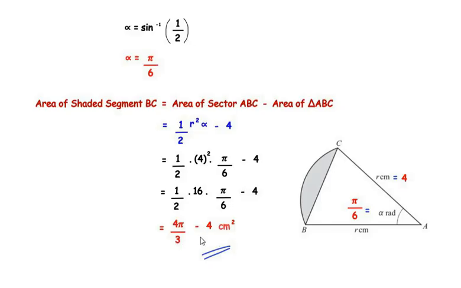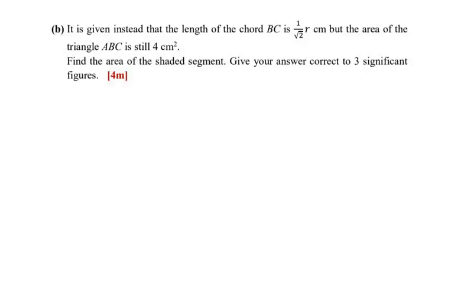Now let us move on to the B sub question. It is given instead that the length of the chord BC is r over square root of 2 centimeters, but the area of triangle ABC is still 4 square centimeters. Find the area of the shaded segment. Give your answer correct to 3 significant figures.